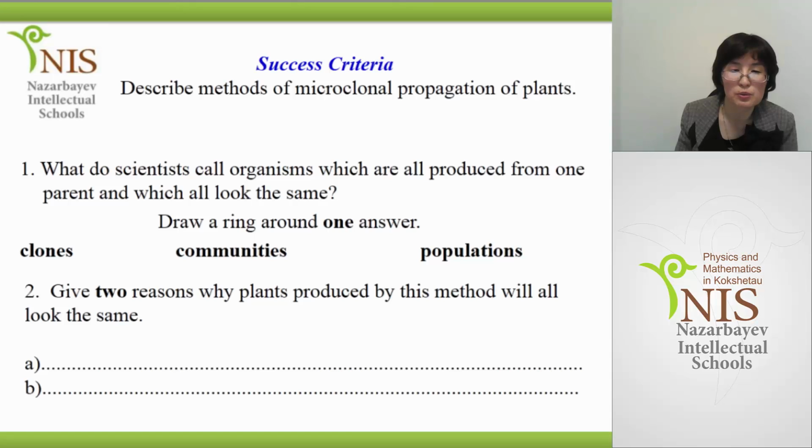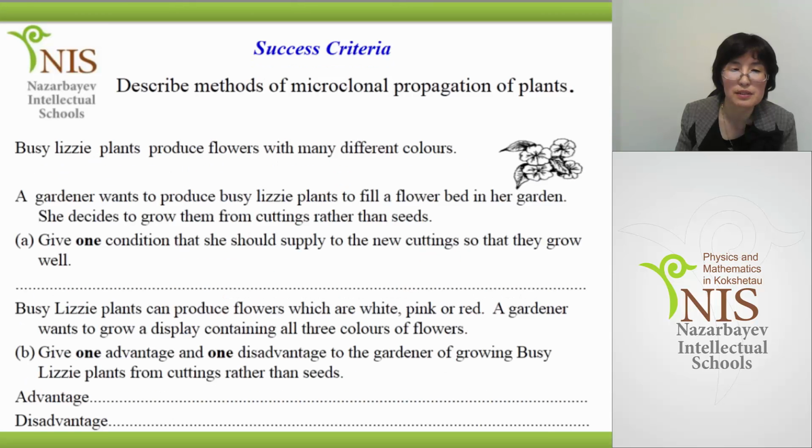Give two reasons why plants produced by these methods will all look the same. And next, busy lizzy plants produce flowers with many different colors. A gardener wants to produce busy lizzy plants to fill a flower bed in her garden. She decides to grow them from cuttings rather than seeds. Give one condition that she should supply to the new cuttings so that they grow well.